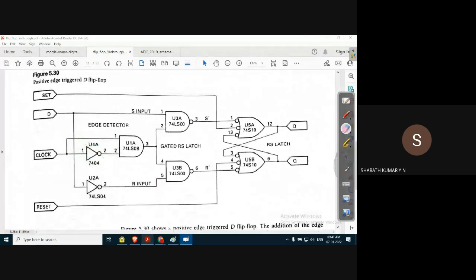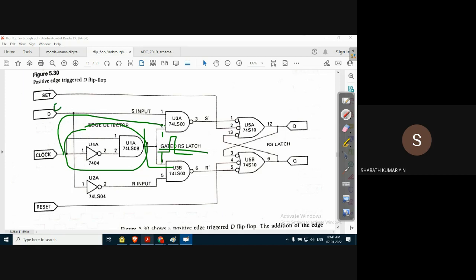The initial stage is an edge detector. This is basically an edge detector circuit. The clock pulse is not directly applied; it is applied through the edge detector circuit. So what is the output of the edge detector circuit? It's just a very small duration clock pulse. So inputs 2 and 4 are 1 only for a short duration. Otherwise, it depends on the D input.